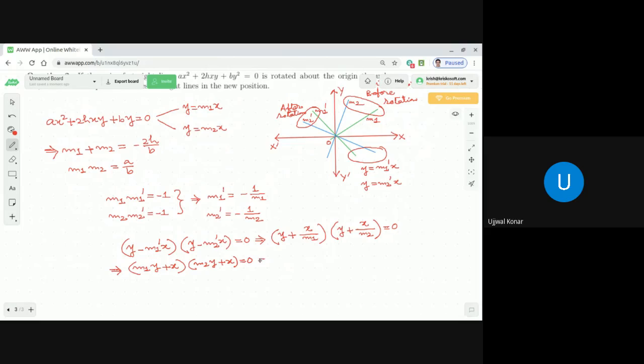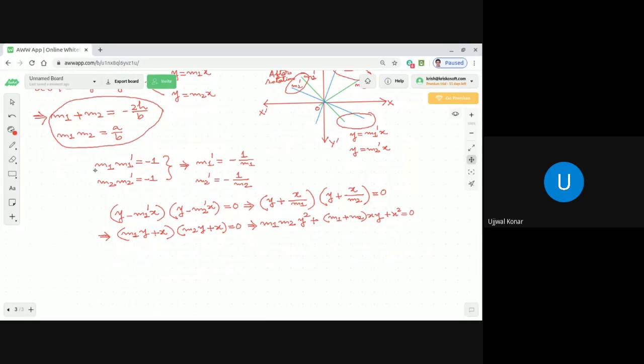That implies m1 into m2 into y square plus m1 plus m2 into xy plus x square is equal to 0. Now the values of m1 plus m2 and m1 m2 in terms of a, h and b are here, as I just encircled. So let's apply those values from here.